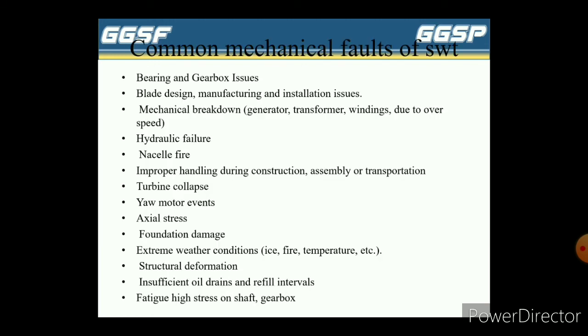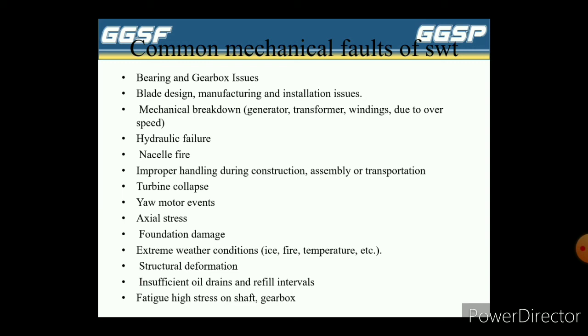Common mechanical faults of small wind turbine: bearing and gearbox issues, blade design, manufacturing and installation issues, mechanical breakdown, generator and transformer winding damage due to overspeed, hydraulic failure, nacelle fire, improper handling due to construction, assembly or transportation, turbine collapse, yaw motor events, axial stress, foundation damage, extreme weather conditions, structural deformation, insufficient oil drain and refill intervals, fatigue, high stress on shaft or gearbox.